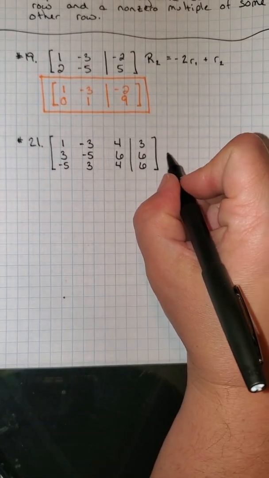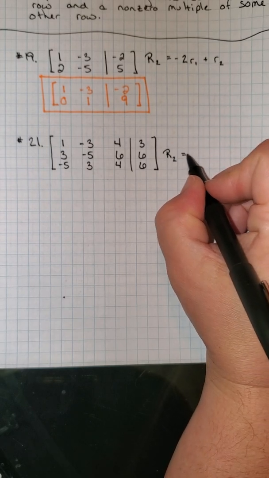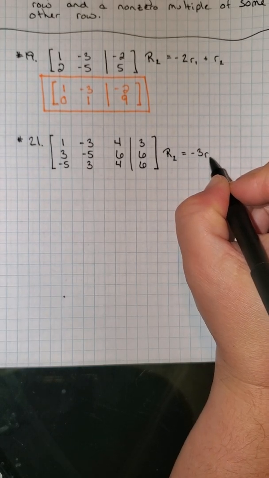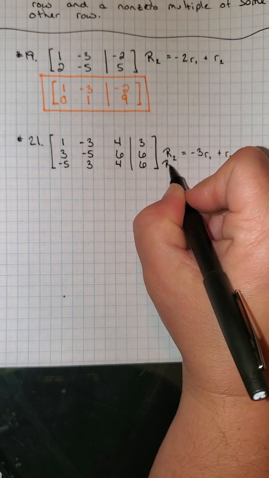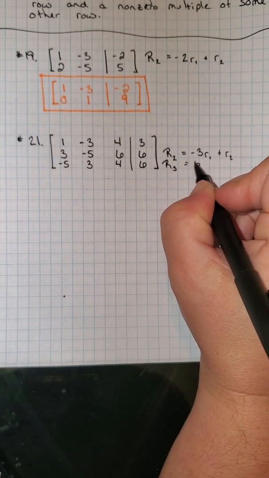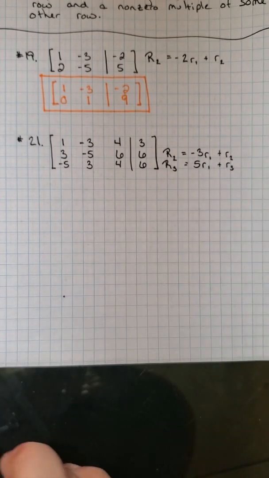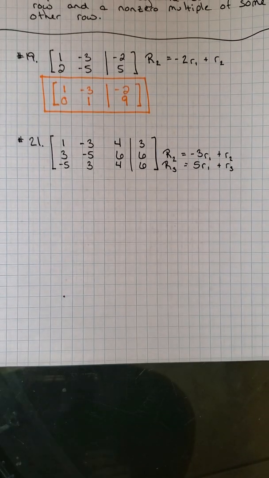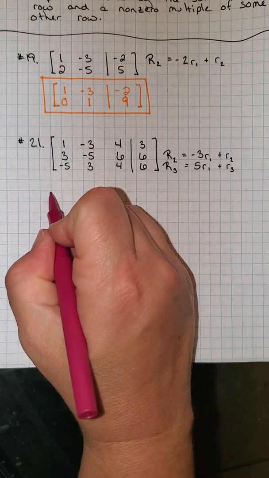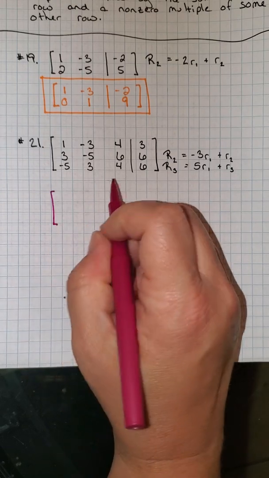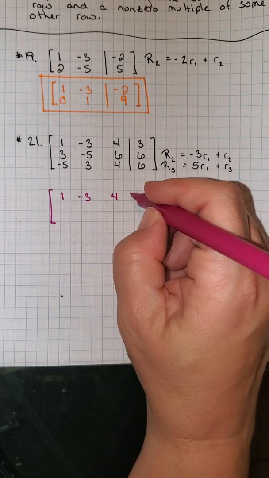All right, and this one has two things for us to do. It says the new R2 will be -3 times row 1 plus row 2. And then our new row 3 will be 5 times row 1 plus row 3. So we're going to be changing row 2 and row 3. That means that row 1 is going to stay the same. So row 1 will stay 1, -3, 4, and 3.